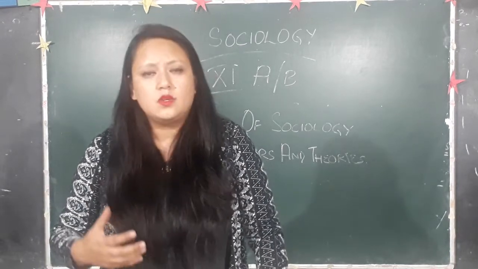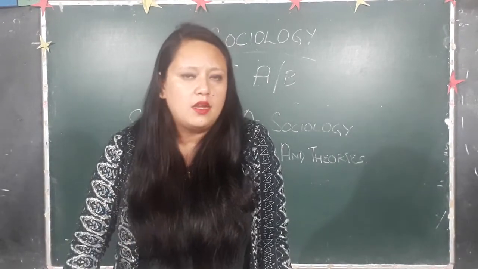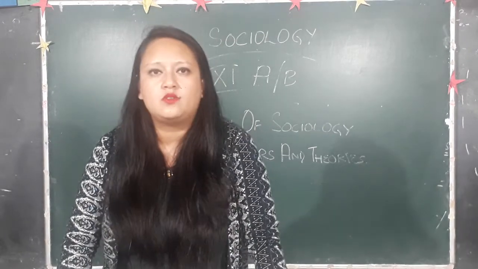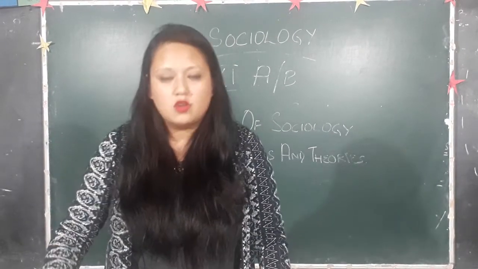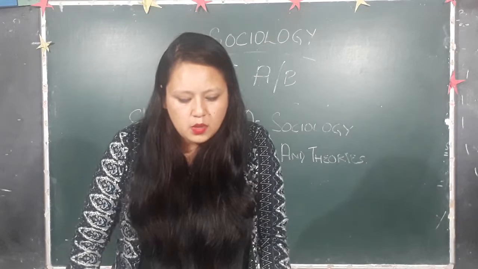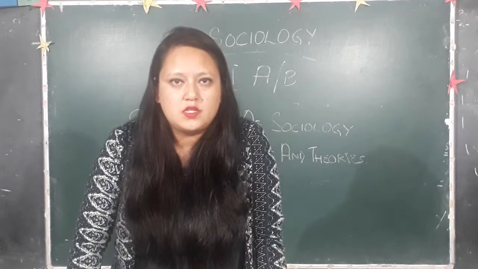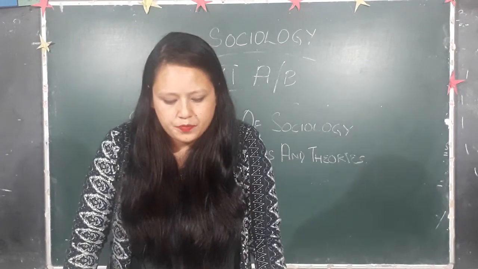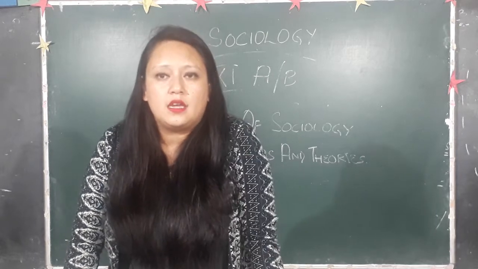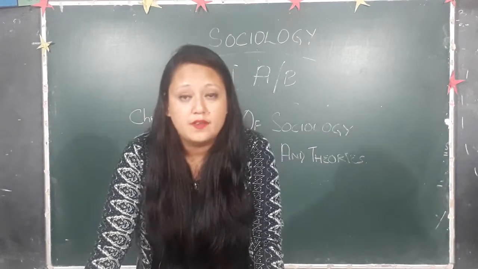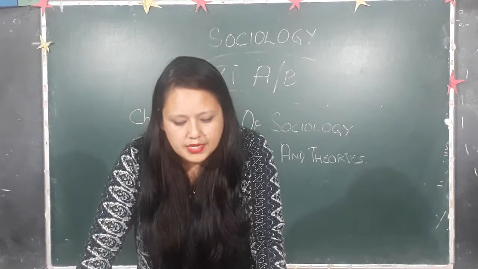Now, there were many theories written by Auguste Comte on how the society came into being and what the different laws of the society are. There were two main theories written by Auguste Comte. The first one is the evolution, or the theory of evolution and progress.